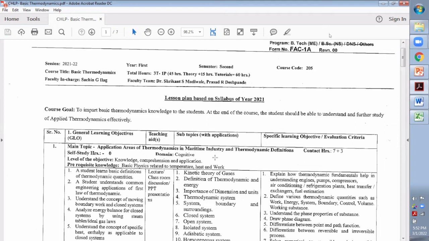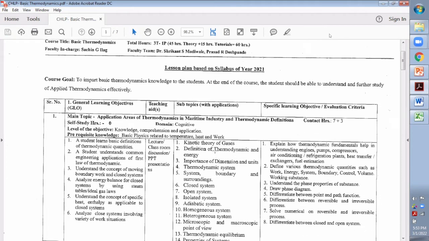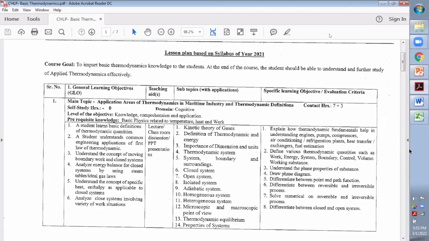So this is the most important subject of your curriculum. We can say it in this way: the CHLP has 4 different parts: general learning objectives, teaching aid, subtopics, and the specific learning objectives or evaluation criteria.